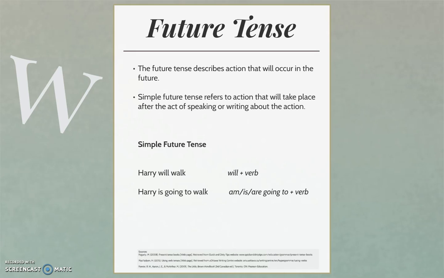The future tense describes action that will occur in the future. Simple future tense refers to action that will take place after the act of speaking or writing about the action. Examples of simple future tense are Harry will walk to the beach or Harry is going to walk to the beach. You can use these formulas: will plus the verb, or am or is or are going to plus the verb.